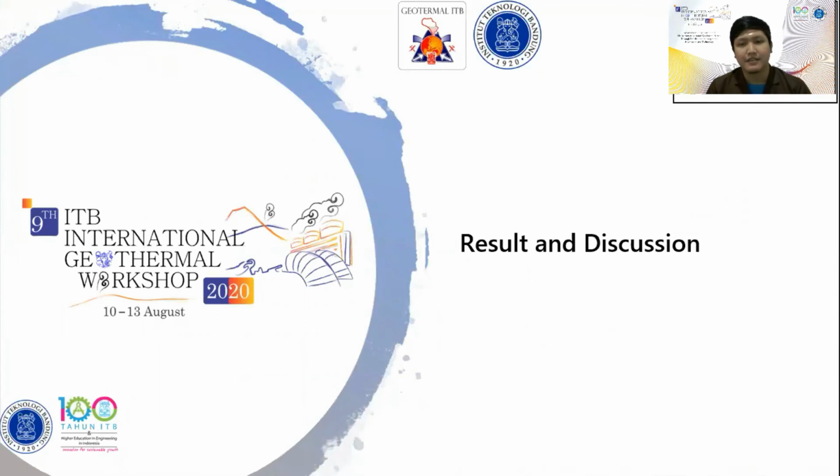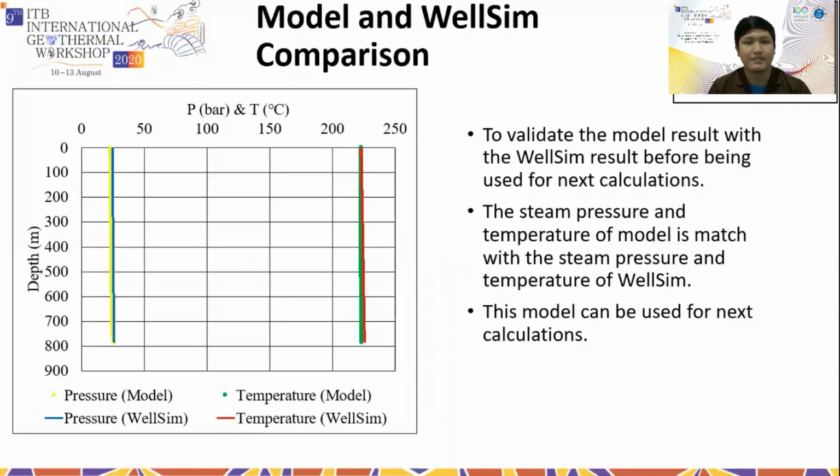Next is the result and discussion of this research. This is the result of the model and WellSim comparison. The comparison is conducted to validate the model result with the WellSim result before being used for the next calculation. And from the graph of pressure and temperature of model and WellSim, the steam pressure and temperature of the model match the steam pressure and temperature of WellSim. It is shown that the trend of pressure and temperature of the model is the same as the trend of WellSim. And from this result, we can conclude that this model can be used for the next calculation.